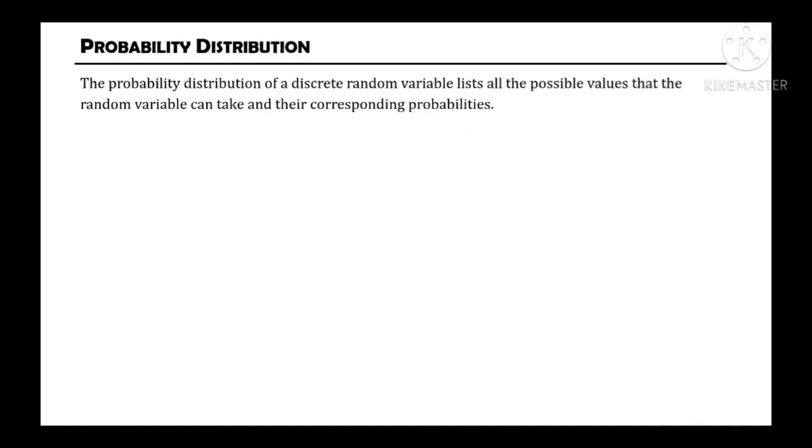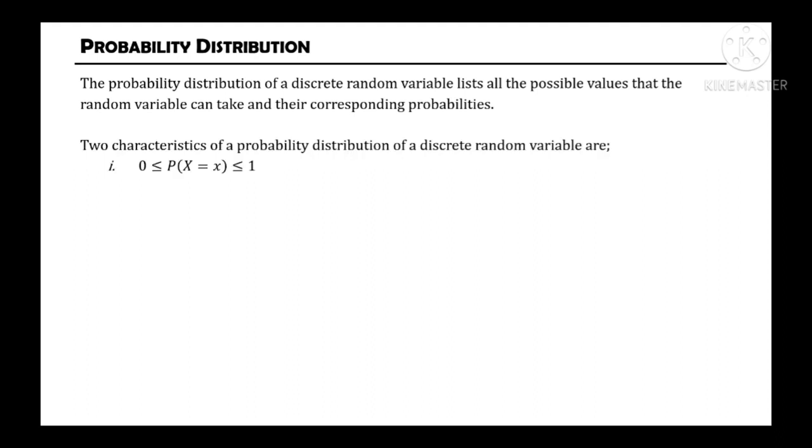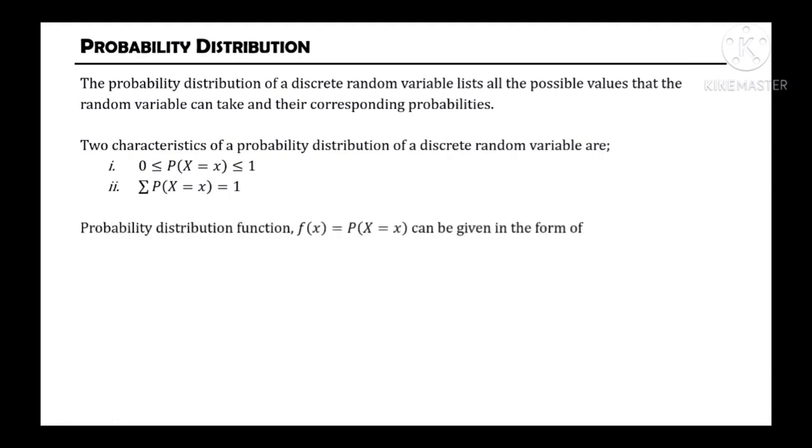A probability distribution of a discrete random variable lists all the possible values that the random variable can take and their corresponding probabilities. Two characteristics of a probability distribution of a discrete random variable are: first, the probability of the random variable must be from 0 to 1. And second, the total probability must equal 1.